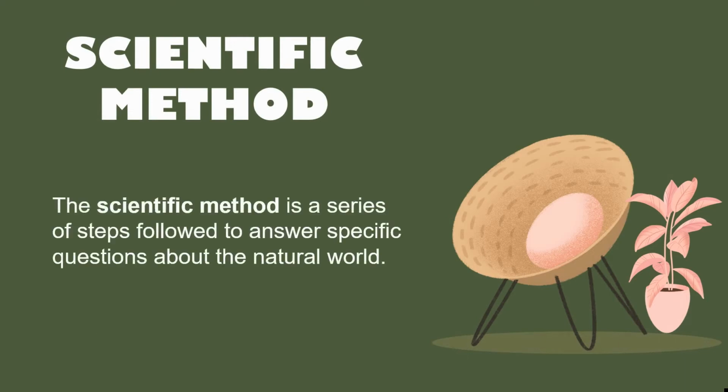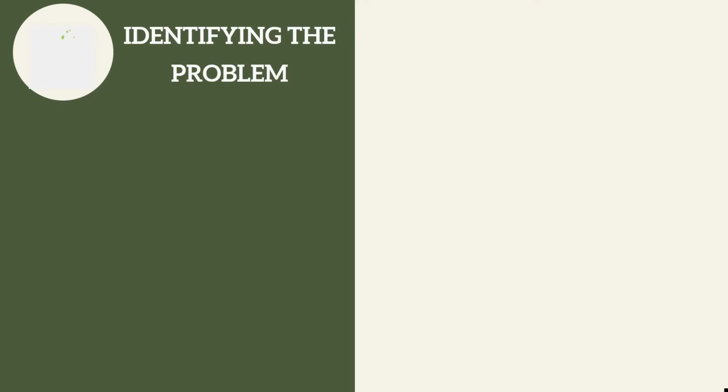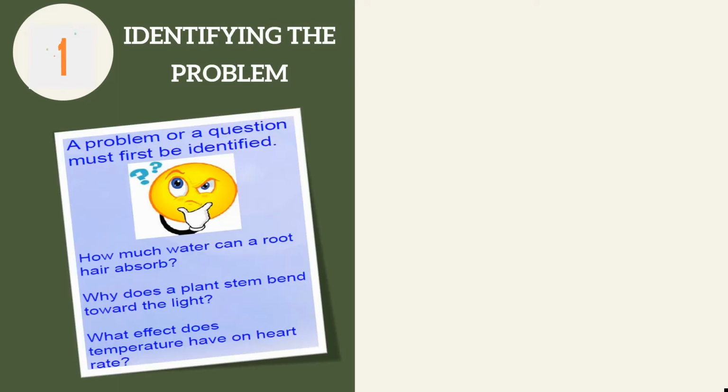The scientific method is a series of steps followed to answer specific questions about the natural world. Let's discuss the steps in scientific method. Step number 1. Identifying the problem. Of course, before you come up with the best solution to your problem, you must identify first the problem. Here are some examples. How much water can a root hair absorb? Why does a plant stem bend toward the light? What effect does temperature have on heart rate?